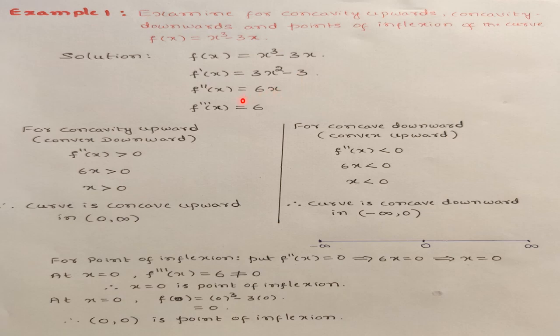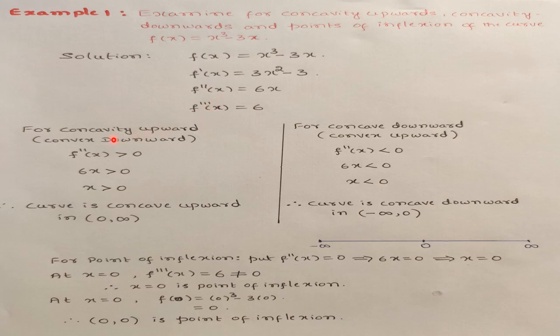Okay. Here f dash and f double dash of x is enough to find the concavity of the function. To find the point of inflection, we need f triple dash of x, the third derivative. F triple dash of x, the third derivative, is nothing but the slope of the second derivative. That's all. Okay. F triple dash of x is equal to here 6.